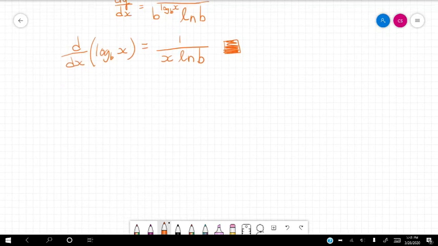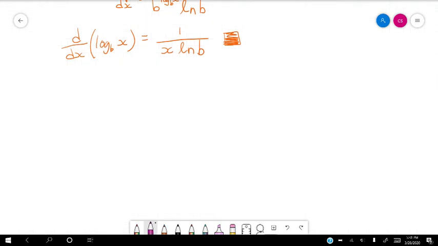And then we have a special case of this derivative. What happens if our base is e? What kind of logarithm do we have then?